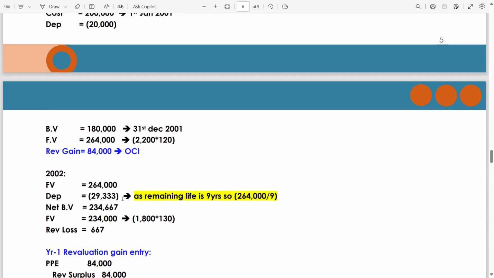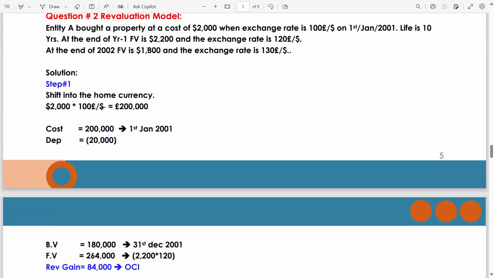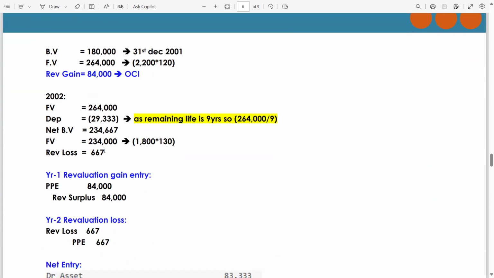Now, at the end of year 2, there is again a fair value of 1,800 and the exchange rate is 130 pound per dollar, which gives you 234,000. If you can see, the net book value is 234,667, but the fair value has reduced to 234,000. So there is a revaluation loss of 667.